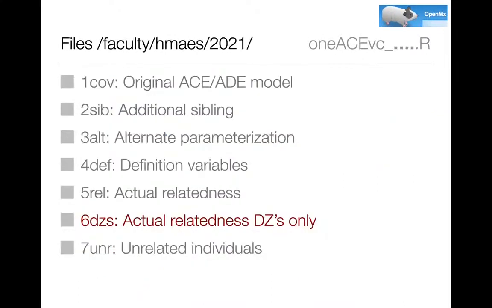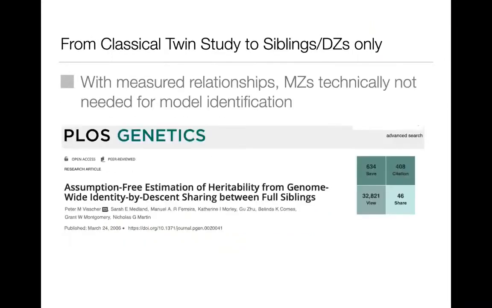Now, this brings us to a point where we might ask, well, do we really need MZ twins, or can we then just use DZ twins or siblings to estimate the respective genetic and environmental variance components? This was actually something that was recognized by Sarah Medland and her group, and nicely presented in a paper with first author Peter Fisher.